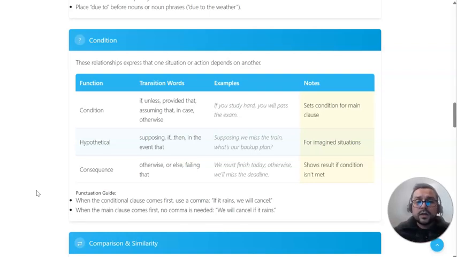When the conditional clause comes first, use a comma. If it rains, comma, we will cancel. And no comma when the main clause comes first. For example, we will cancel if it rains.